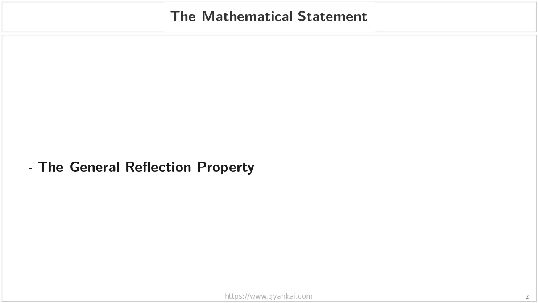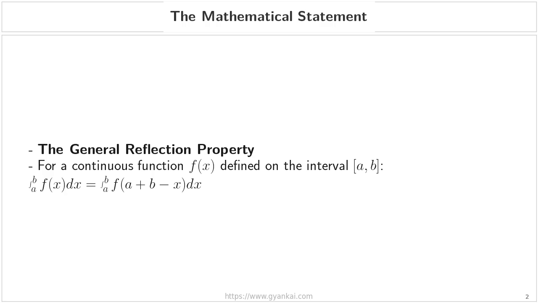Here, we have the general reflection property. It states that for any continuous function, and remember, continuity is important for definite integrals, which we're calling f of x, defined on a closed interval from a to b, indicated by square brackets a comma b, the integral of f of x with respect to x from a to b is equal to the integral of f of a plus b minus x with respect to x, also from a to b.